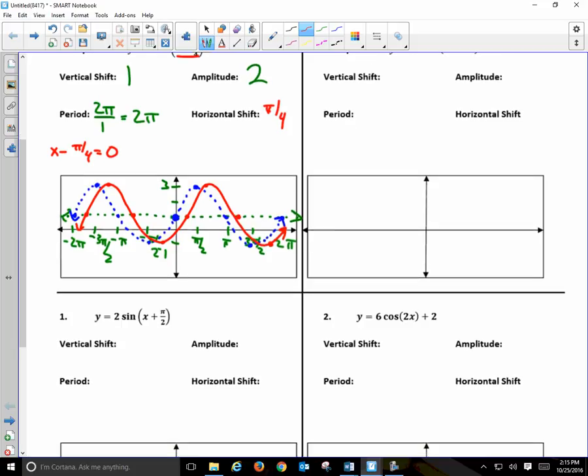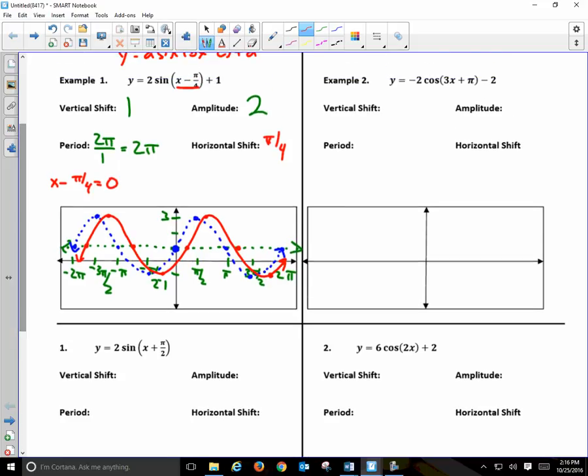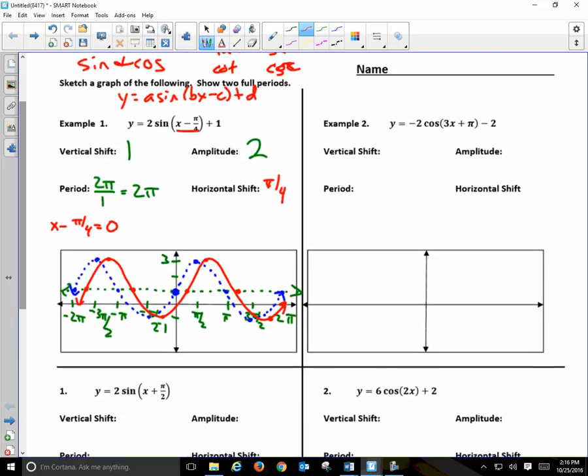So the red graph is my actual graph. What do you think? Not too bad, huh? We'll do one more together, and I'll let you guys start to work. You'll have a lot of work time today. Example number 2.